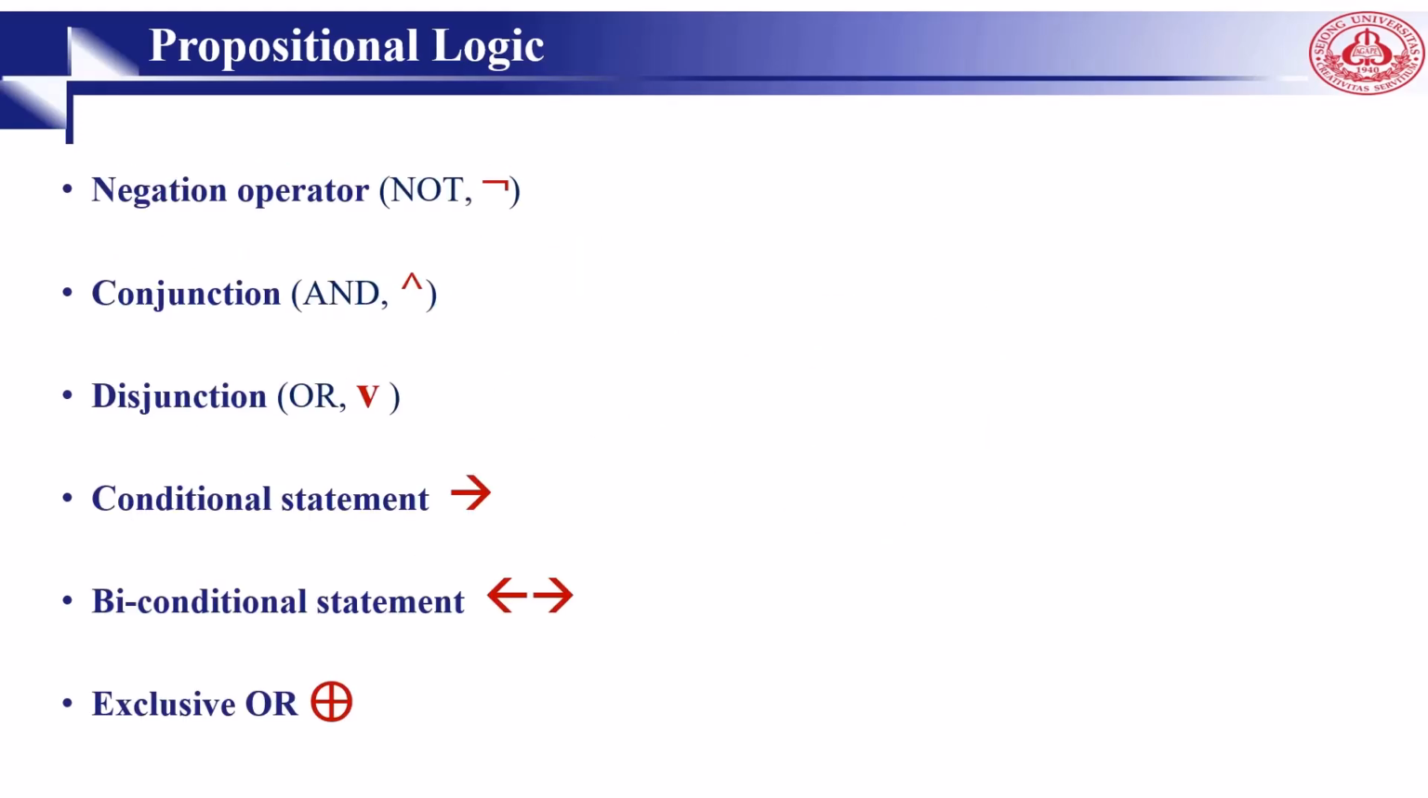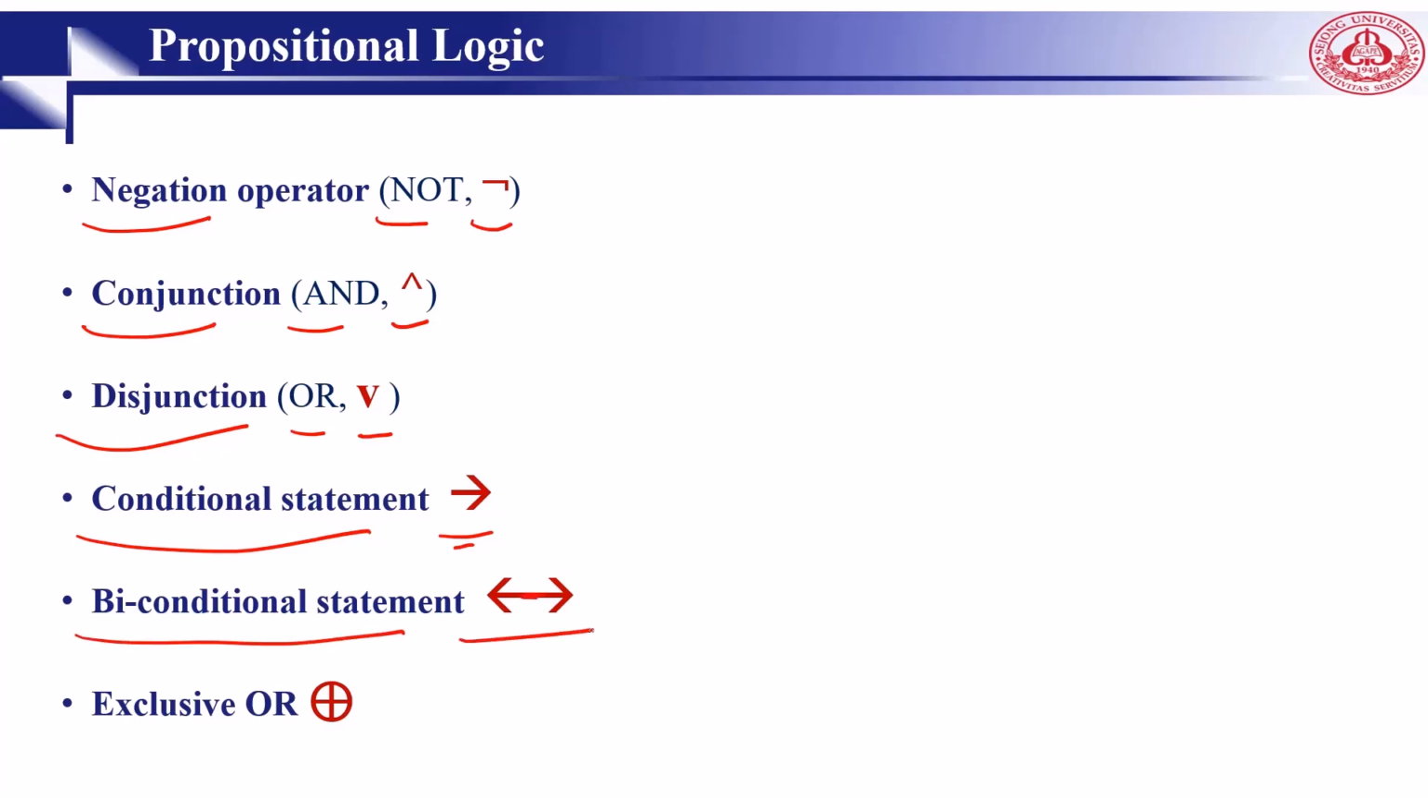And here we have some operators. There are 6 common operators. Later maybe we have more, but these are the main operators for propositional logic. The first one is called negation or not, and this is the symbol. Conjunction or and, this is the symbol. Disjunction or or, this one. Conditional statement using this right arrow. Bidirectional statement, this one. And exclusive OR, which is shown by circled plus. So these are the operators for propositional logic.